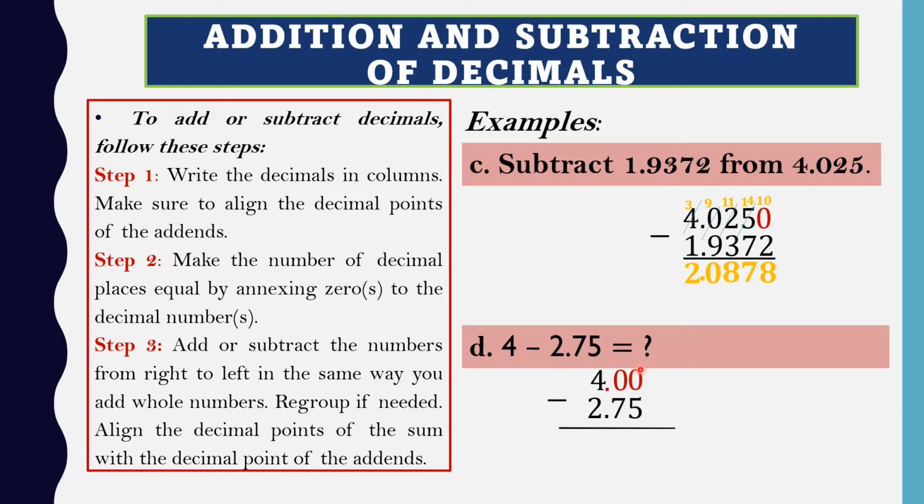We cannot subtract 0 minus 5, so we will borrow from the next digit, but it is also 0, so we will borrow from 4. 4 will become 3, and then 0 here will become 9, and the 0 at the last place will be 10. Now we can subtract. 10 minus 5 is equal to 5, 9 minus 7 is equal to 2, and 3 minus 2 is equal to 1. The decimal point is here. Our final answer is 1 and 25 hundredths.